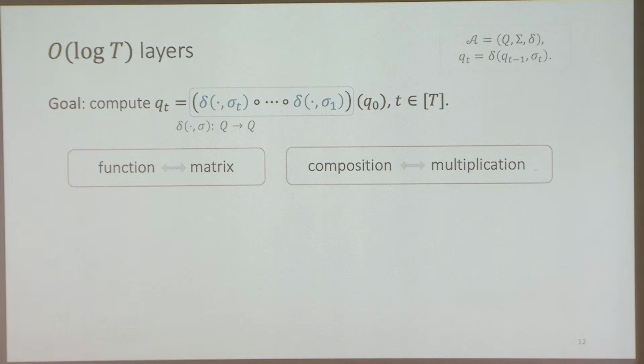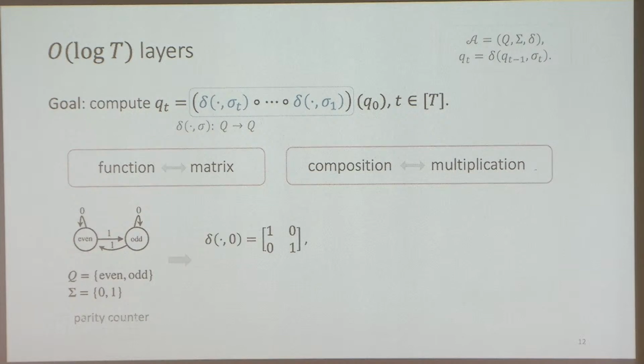For instance, for parity that we saw earlier, if we have the input 0, then this corresponds to the identity matrix. Whereas if we have the input 1, then we get a swap matrix.